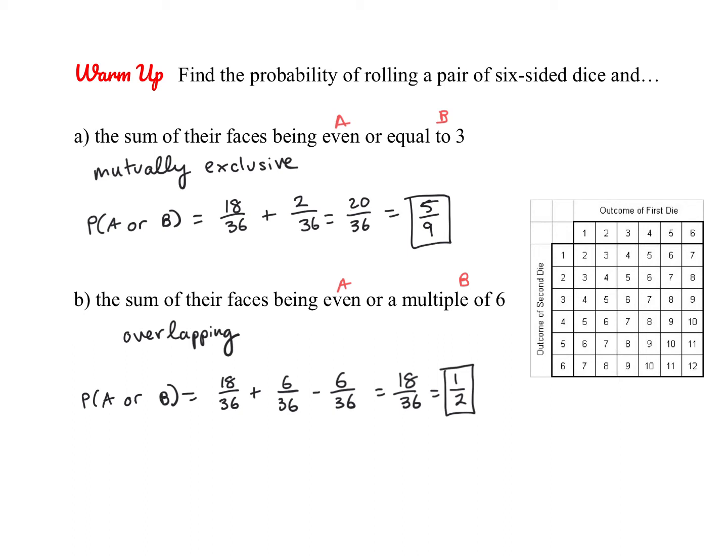For part B, these two events are overlapping. So you do need to subtract away the probability of them both happening, or the intersection. And in this case, all of the multiples of 6 are also even, so you're essentially subtracting away that entire probability, and you end up with just 1/2, which is just the probability of being even.